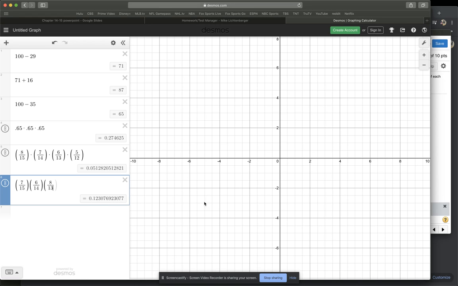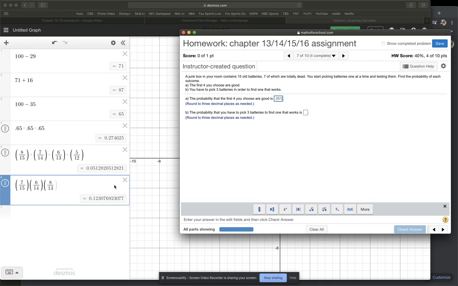Okay. And then does it say to round to 3? Yep. So that's going to be 0.123.